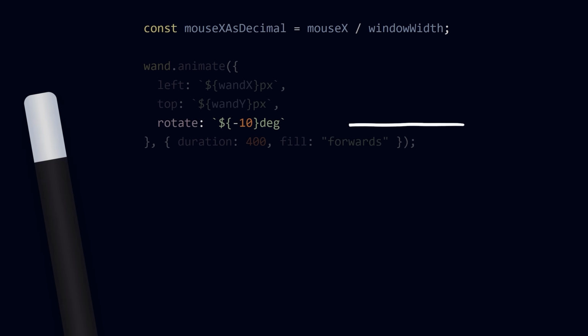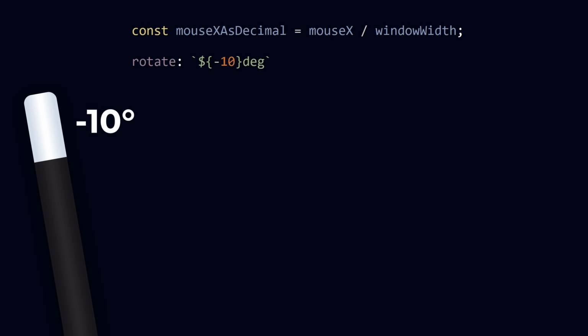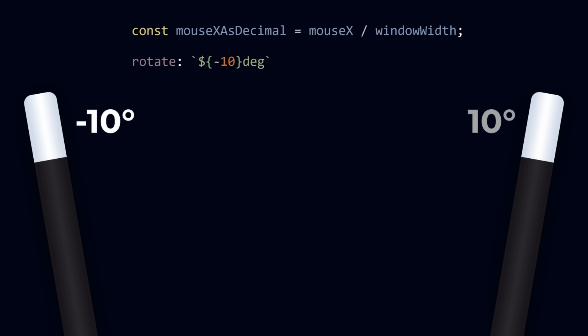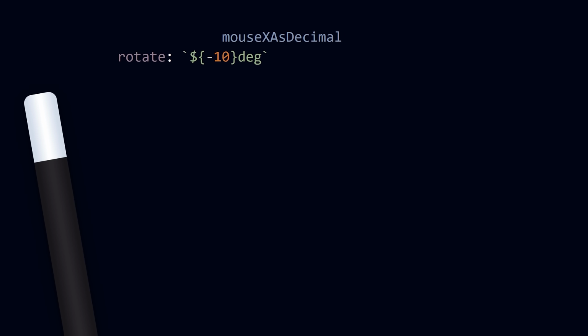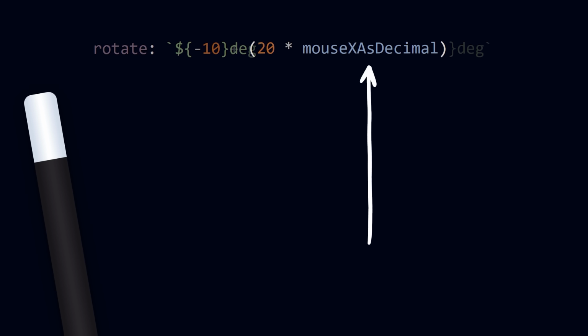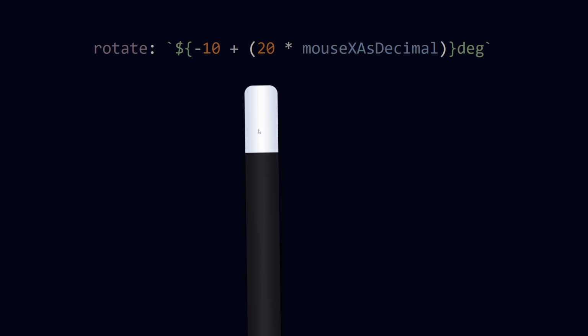Let's go back to where we're updating the rotation of our wand. We already set the minimum to negative 10 degrees, and we already know the maximum is positive 10, giving us a total range of 20 degrees. So the last thing our magic slider needs to know is what percentage of that 20 degrees we're currently at. And now we have a working wand, but I'm afraid it has nothing to reveal.